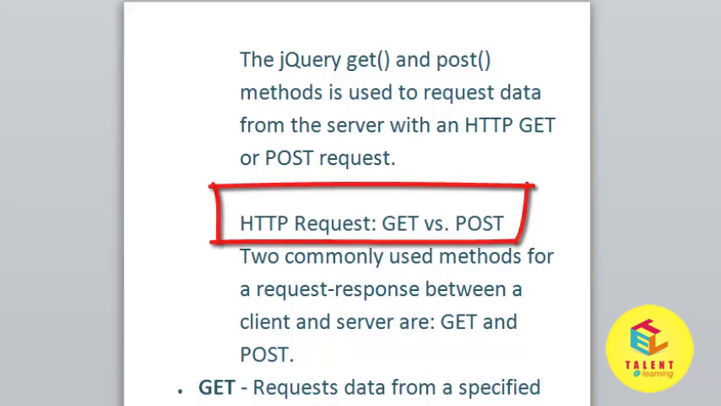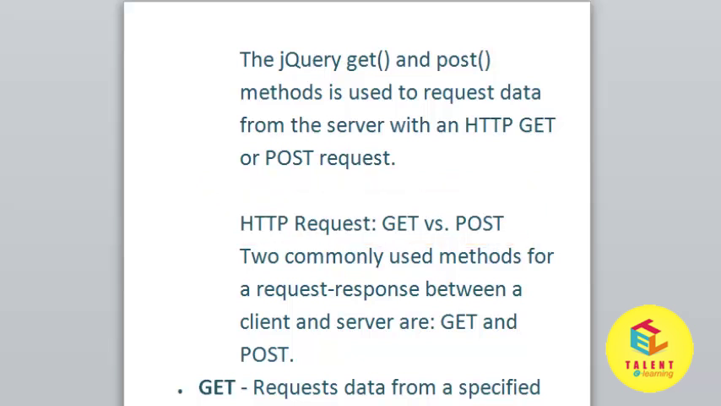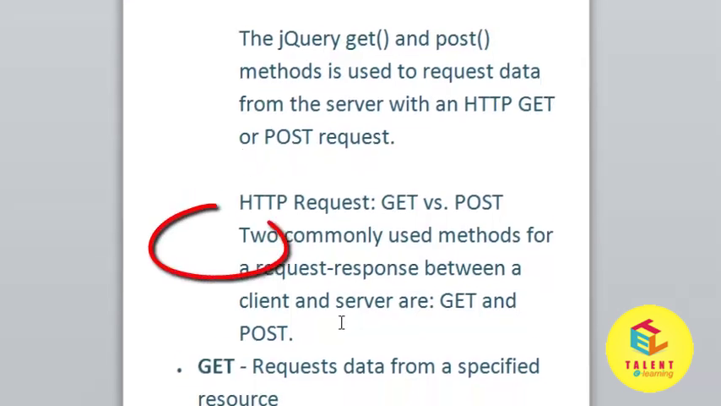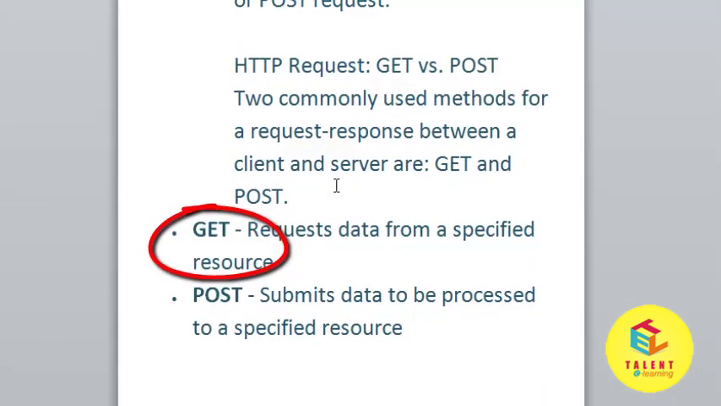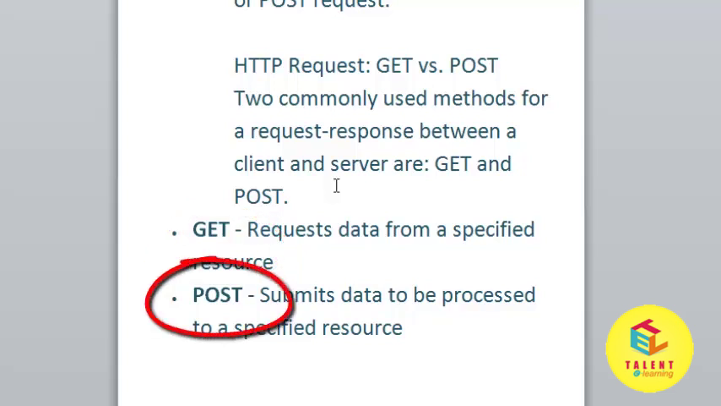Two commonly used methods for a request and response between a client and server are get and post. Get requests data from a specified resource. Post submits data to be processed to a specified resource.